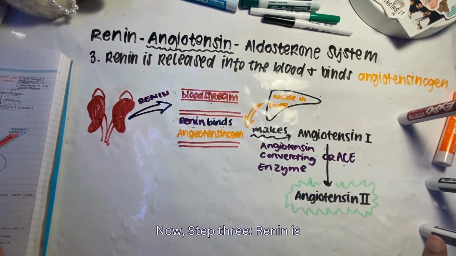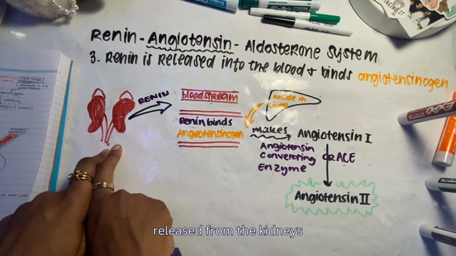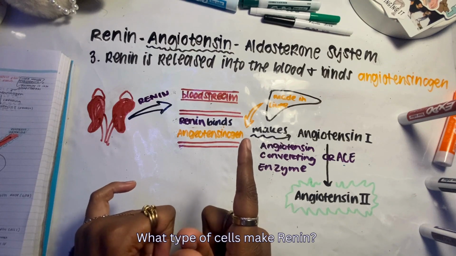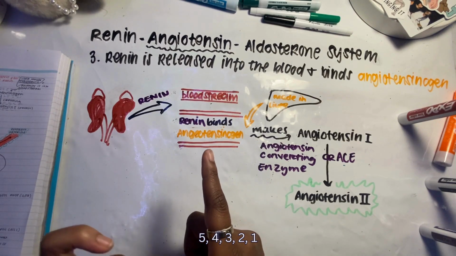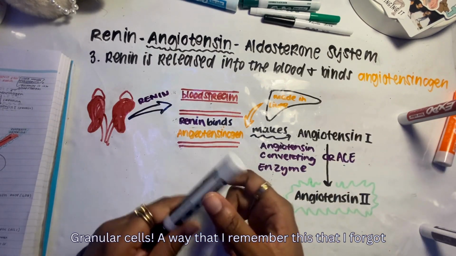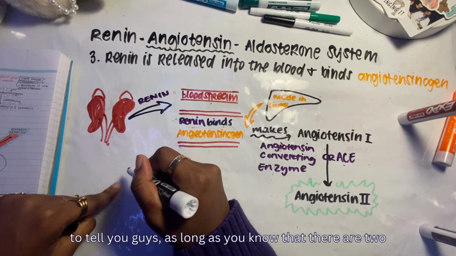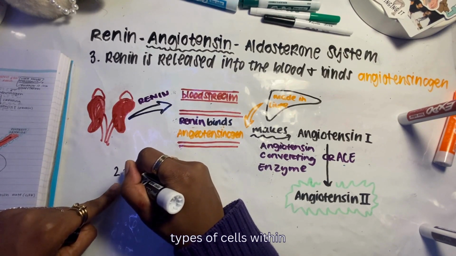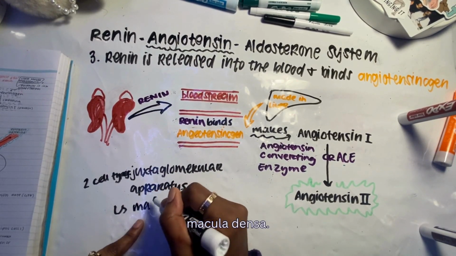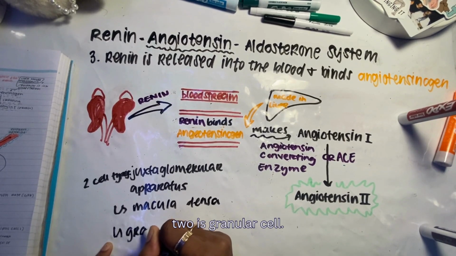Now, step 3, renin is released from the kidneys. What type of cells make renin? 5, 4, 3, 2, 1. Granular cells make renin. A way that I remember this that I forgot to tell you guys, as long as you know that there are 2 types of cells in the juxtaglomerular apparatus: 1, macula densa, and 2, granular cell.